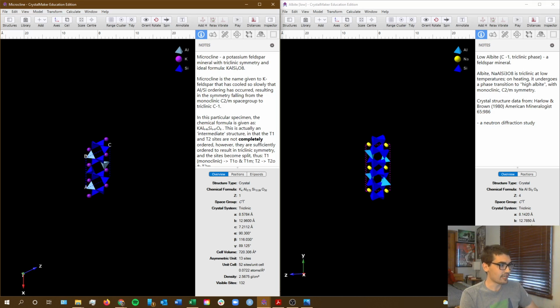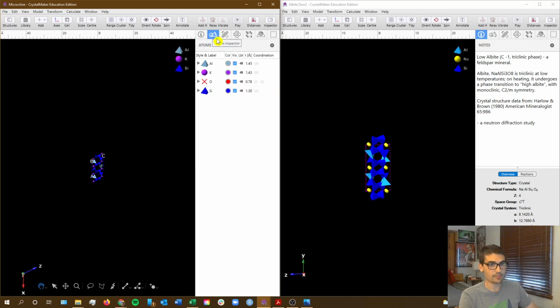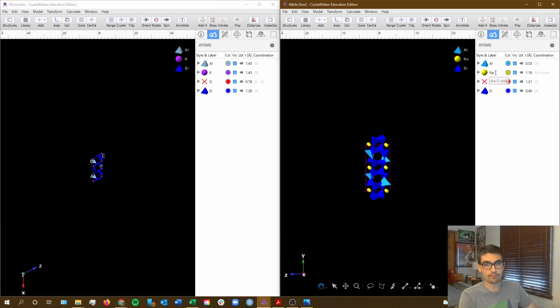So what I'm doing, again, is the potassium in microcline versus the sodium in albite. If the inspector tab is not open for you, pop it open, and then go over to the atoms inspector. And again, I'm looking at the potassium in microcline on the left versus the sodium in albite on the right. So sodium is the yellow, potassium over here is the purple.